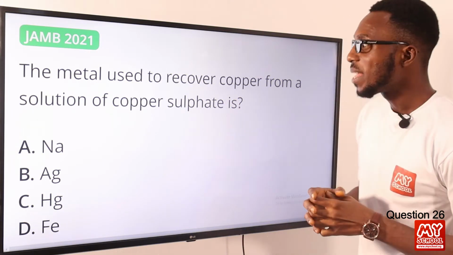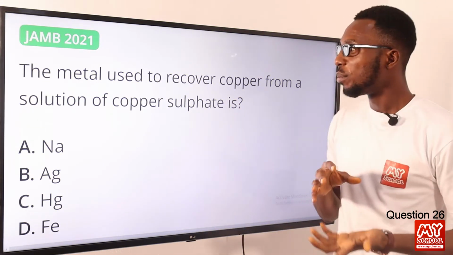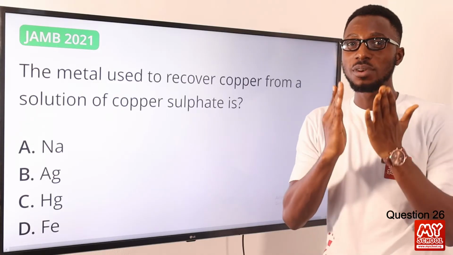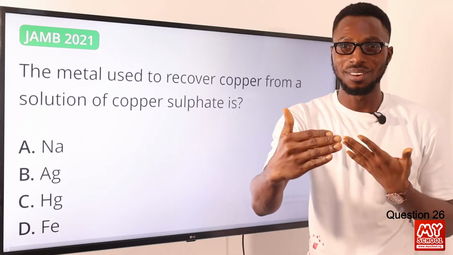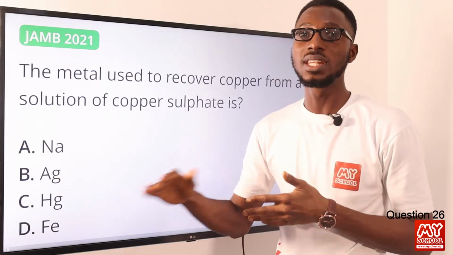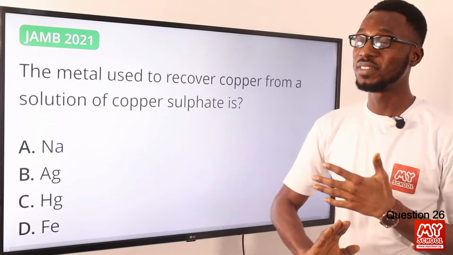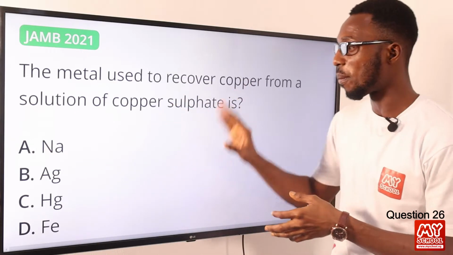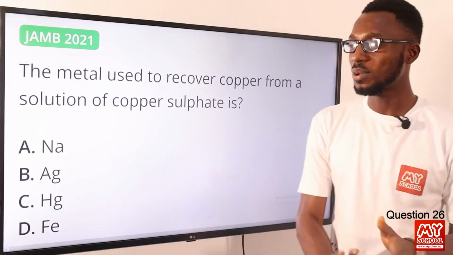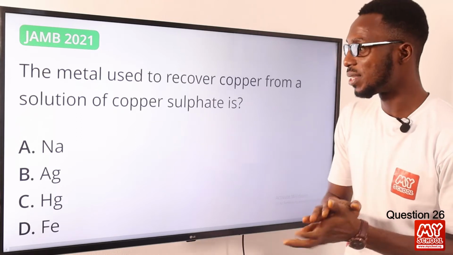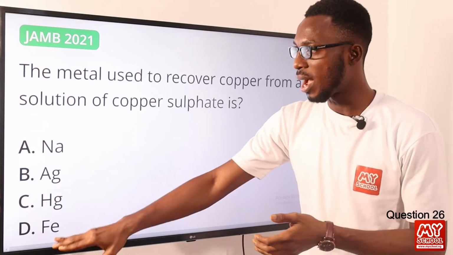26. The metal used to recover copper from a solution of copper sulfate is what? So you have to consider the electrochemical series. If you look at the series, you realize that silver and mercury are beneath copper. So definitely they can't displace copper or help with its recovery. So B and C are gone. We are looking for something higher than copper in the series, based on that principle. So we have sodium, then we have iron.